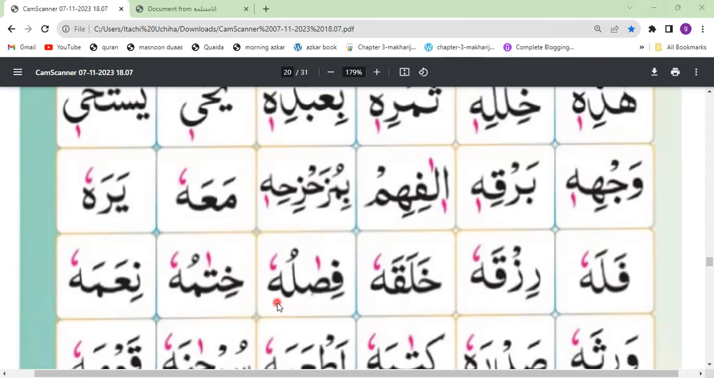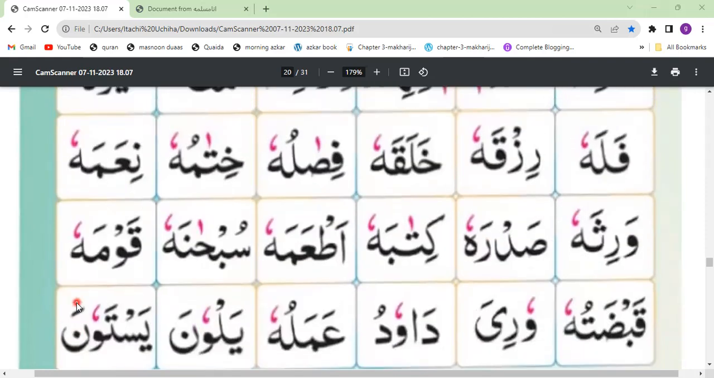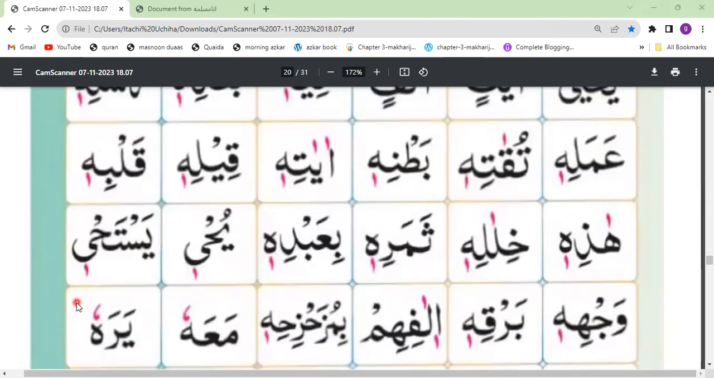Okay, this one. Fisalihi. Yeah, make the letter swad heavier. Fisalihi. Yeah, this one. Khitamihi. Good. Ni'matihi. Perfect. Amazing. Okay, we're done with the revision from the lesson of the signs of maddas.